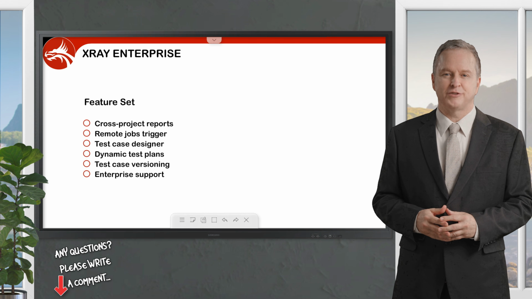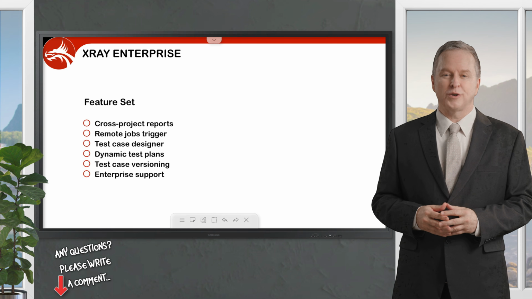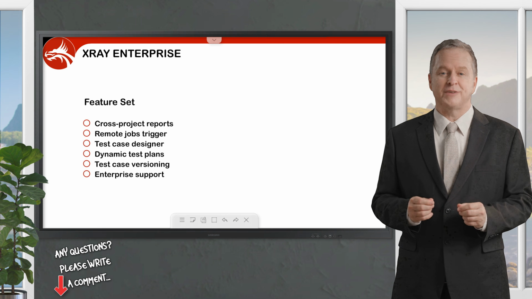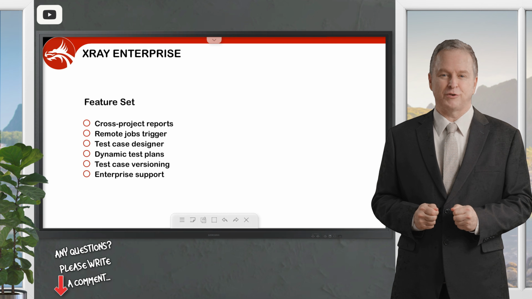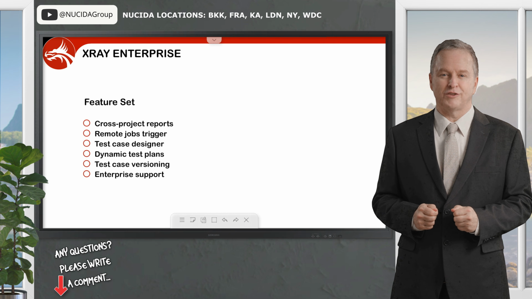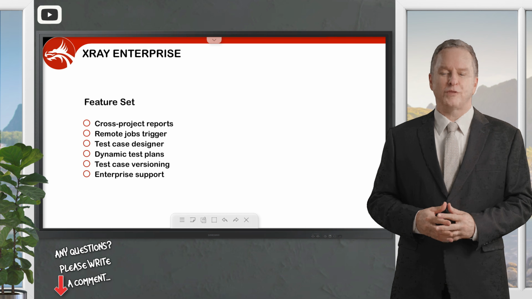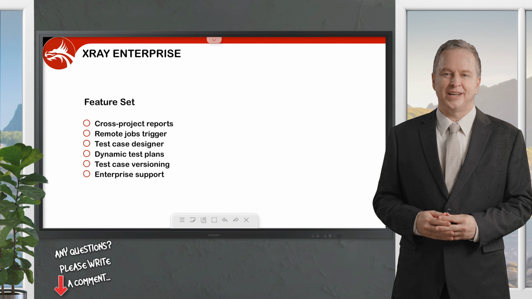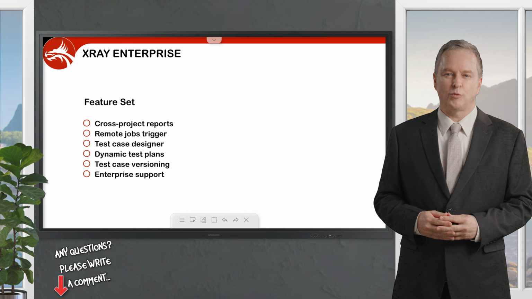Cross-project reporting is great if you want to use the built-in reports to report on multiple projects at the same time. Maybe you have an umbrella project comprised of several of these projects, and this is where cross-project really is a time saver. Furthermore, the remote job triggers and test case designer that I will go through in the demonstration. We should not forget the enterprise support, like I said. That does provide you with much more aggressive SLAs, but I'll go through that in just a little while.